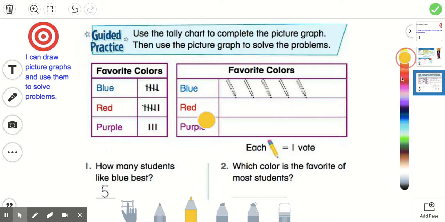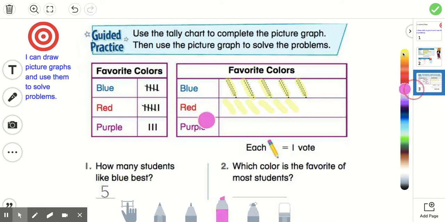I am going to use my tool. Maybe even the highlighter would be good, just to kind of do a quick little color in. Does it have to be perfect? Absolutely not, especially when we're using Seesaw, not an actual pencil. But now let's do the red. How many people have red as their favorite color? I see a group of 5 and one more, so that's 6. So I'm just going to draw them. 1, 2, 3, 4, 5, 6 pencils.